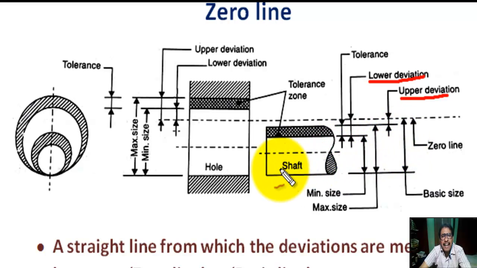This is the basic size for shaft. This is basic size for hole. The basic size for shaft and hole are the same for assembly.